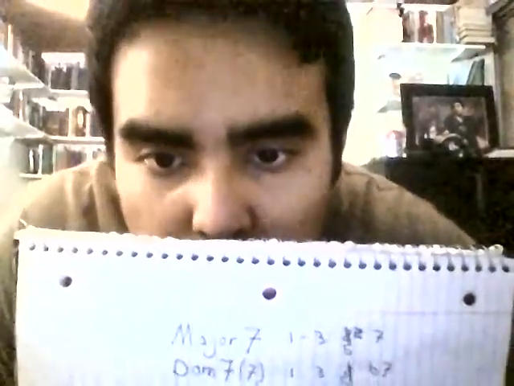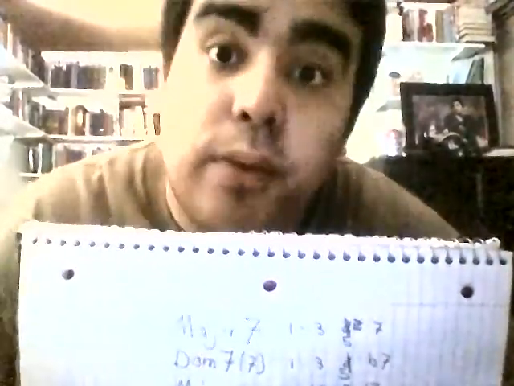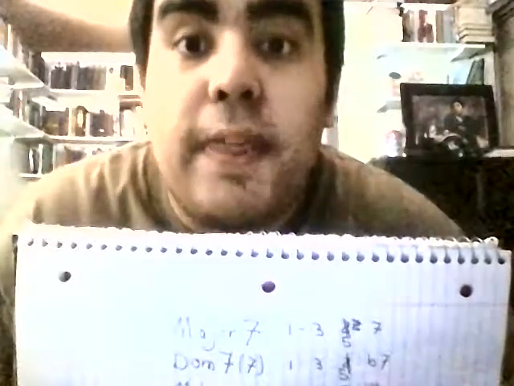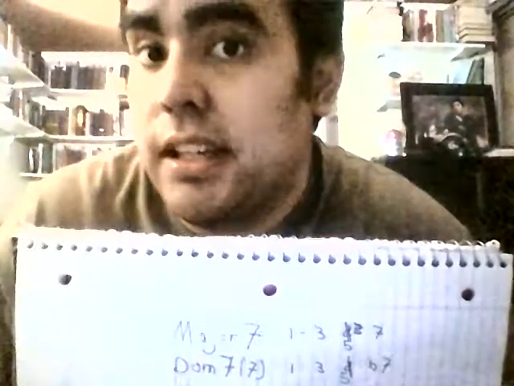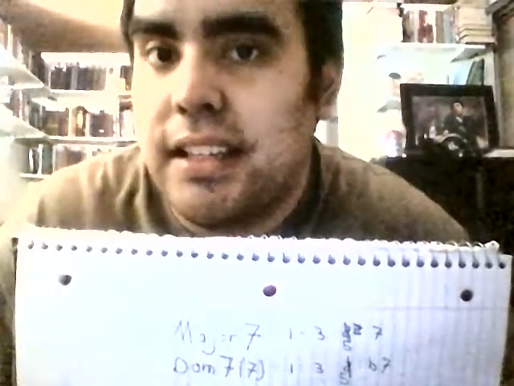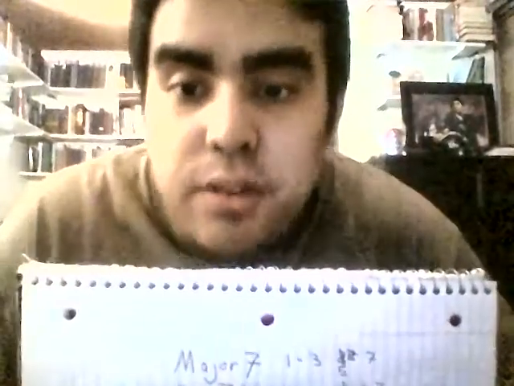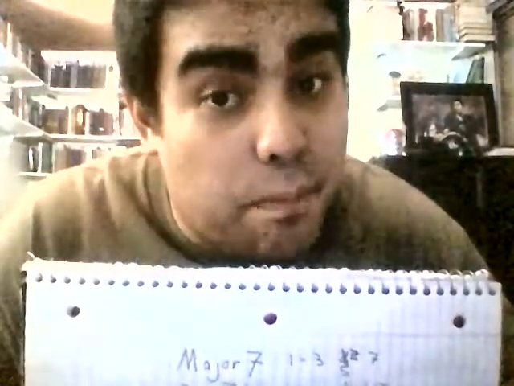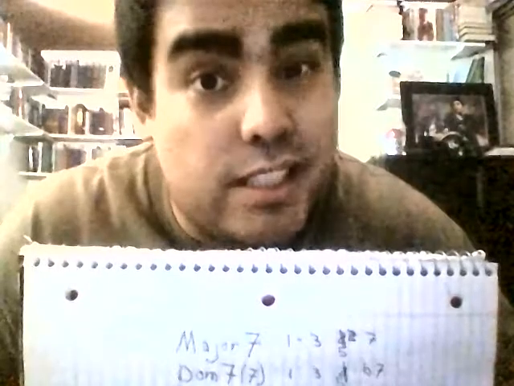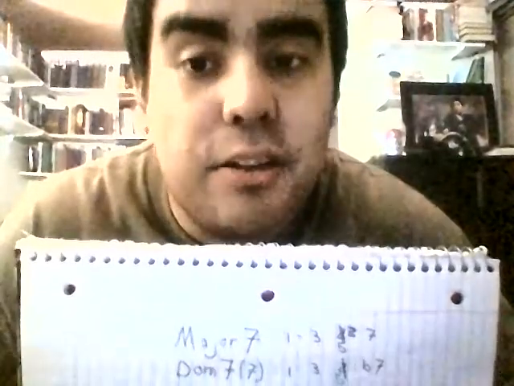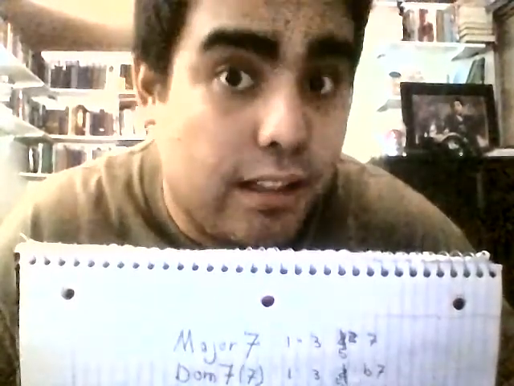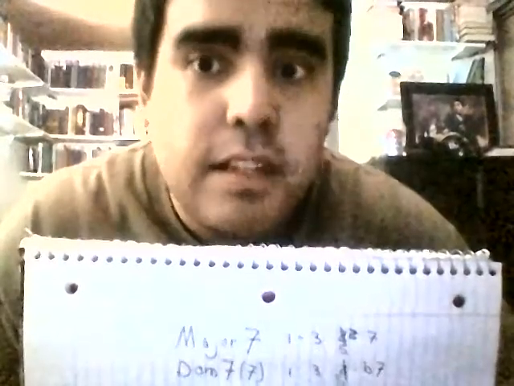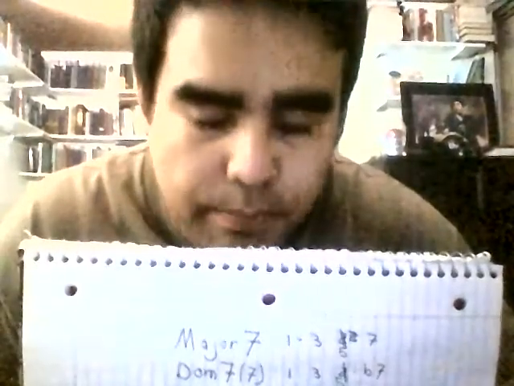So in that case, what would you be playing? You're playing the 1, 3, 5 again, but with a flat 7. So earlier it was C, E, G plus a B, which is the natural 7. But now you want to do C, E, G plus a flat B, B flat. C, E, G, B flat.